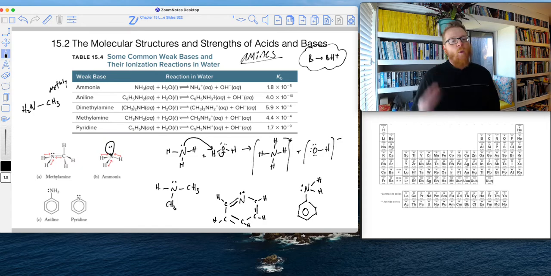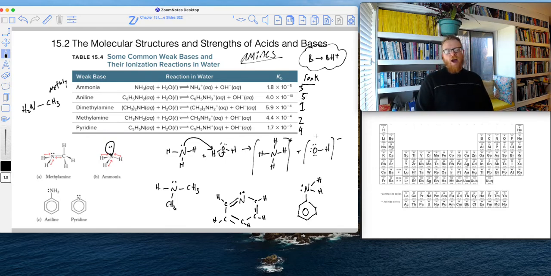Okay, so what is it about these structures that make them weak or strong? I'll also remind you, we can rank these in terms of their strength. And what we actually see is dimethylamine is the strongest out of all of these. So we'll say rank, okay? You can see methylamine is in a close second, followed by ammonia, and then pyridine, and then aniline. So what is going on with these structures? Let's pick on dimethylamine, there it is, I drew it, okay?